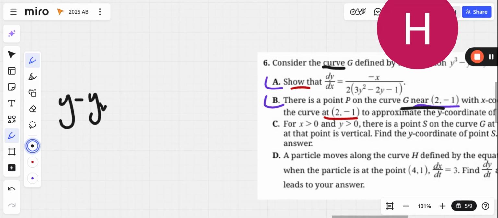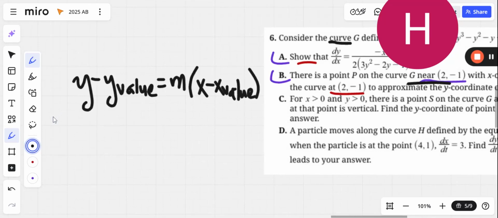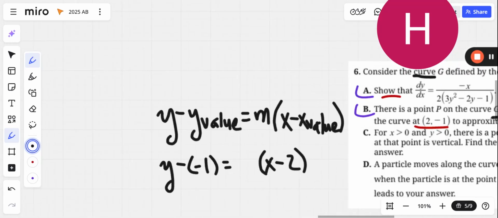We're going to have y minus y value equals m times x minus x value. And fortunately, we already have the x and y value. That's pretty nice. This is going to be y minus negative 1 equals whatever the dy/dx is going to be times x minus 2. So let's find out what dy/dx is at the point (2, -1). We can just say m, I guess.